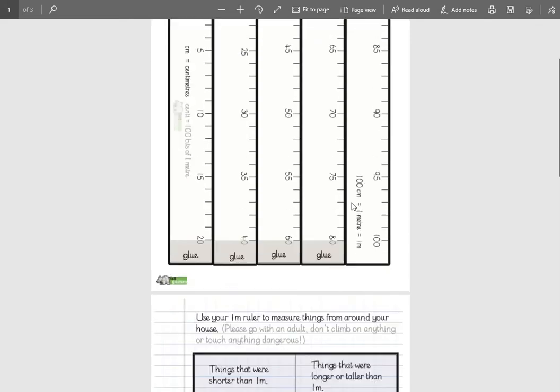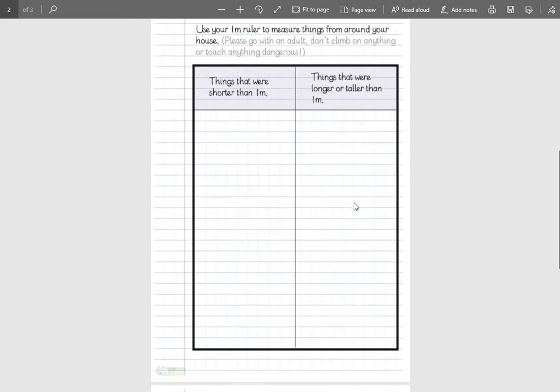You can measure things that are 1 metre. Here it says, use your ruler to measure things from around your house. Please go with an adult. Don't climb on anything or touch anything dangerous. And in here, you're going to draw or write down anything that's shorter than 1 metre, less than 1 metre. And in here, anything that's taller or longer than 1 metre. And year 2s, if you want an extension, you could write how long each thing is. You could try and measure it with your ruler and see how long they are.